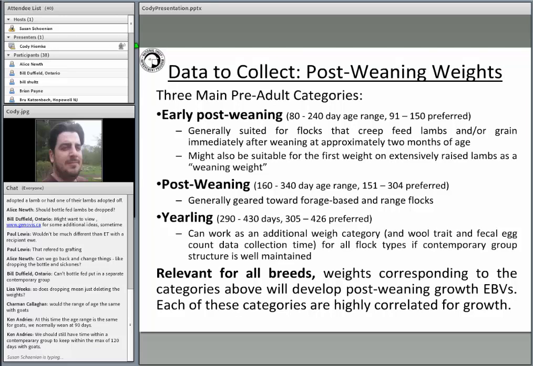So after weaning weights, there are 3 pre-adult categories. That's early post-weaning, post-weaning, and yearling. That early post-weaning can be the weaning weight for some extensively managed flocks. Early post-weaning is going to range 80 to 240 days. Generally we prefer 91 to 150 there, but within the system it will allow you to go up to 240 days.